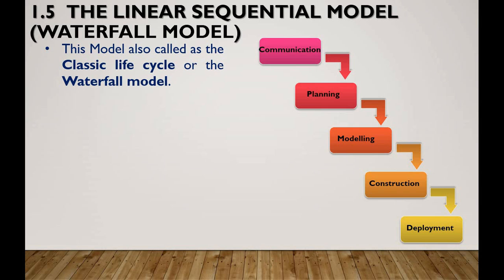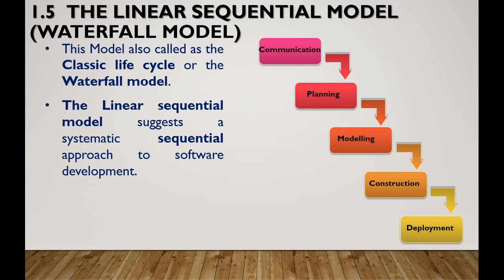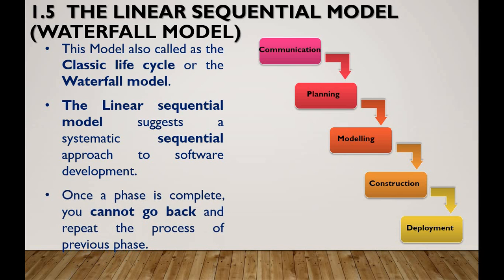This model is called the classic life cycle, which uses the SDLC phases that we have already discussed. So this waterfall model uses the same phases which we have already used. The linear sequential model suggests a systematic sequential approach to software development. Once a phase is complete, you cannot go back and repeat the process of the previous phase. That is the main important thing of the waterfall model.